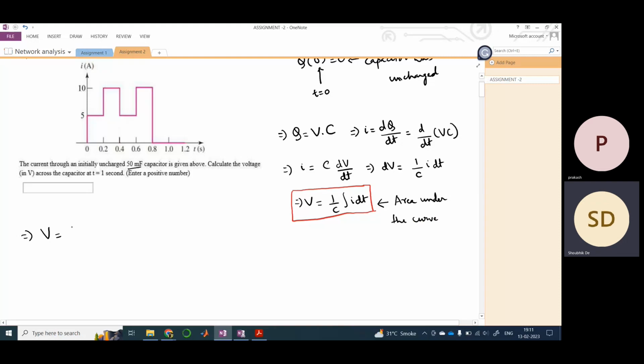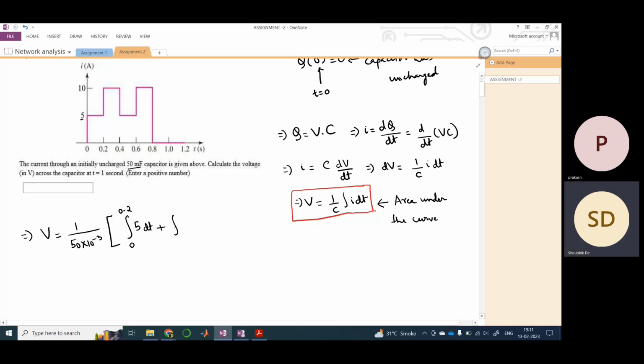Now I will substitute the value of the capacitance: 1 by 50 millifarad, so 1 by 50 into 10 to the power minus 3. And now these are the integrations, and I will be taking each time period. Let's take from 0 to 0.2 second and integrate over that. What is the value of current from 0 to 0.2 second? It's nothing but 5 amperes. So in place of I we write 5, and dt will be dt, it won't change.